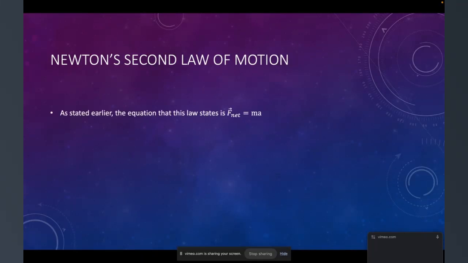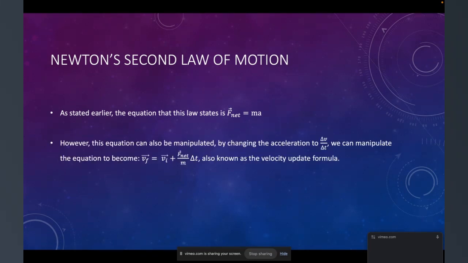So, Newton's second law of motion. As stated earlier, it's an equation that is F net equals mass times acceleration. However, the equation can be manipulated by changing the acceleration to change in velocity over change in time. We can manipulate this equation to become final velocity is equal to initial velocity plus net force over mass times the change in time, which is also known as the velocity update formula.